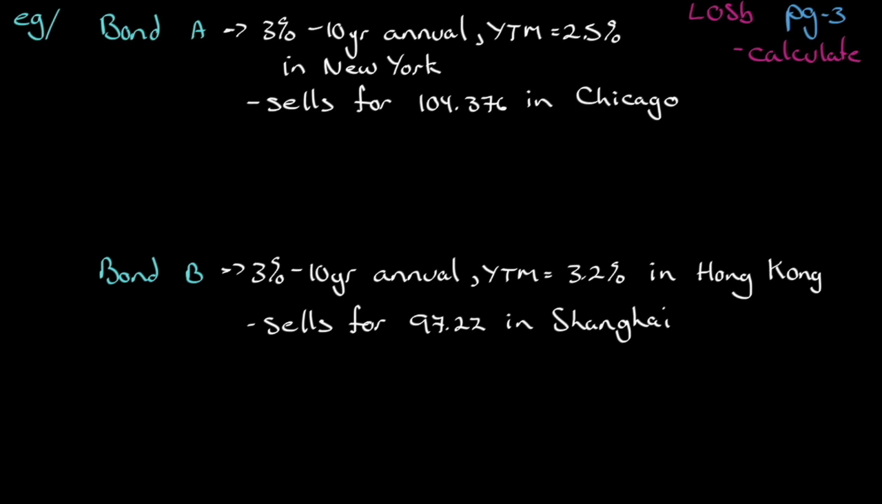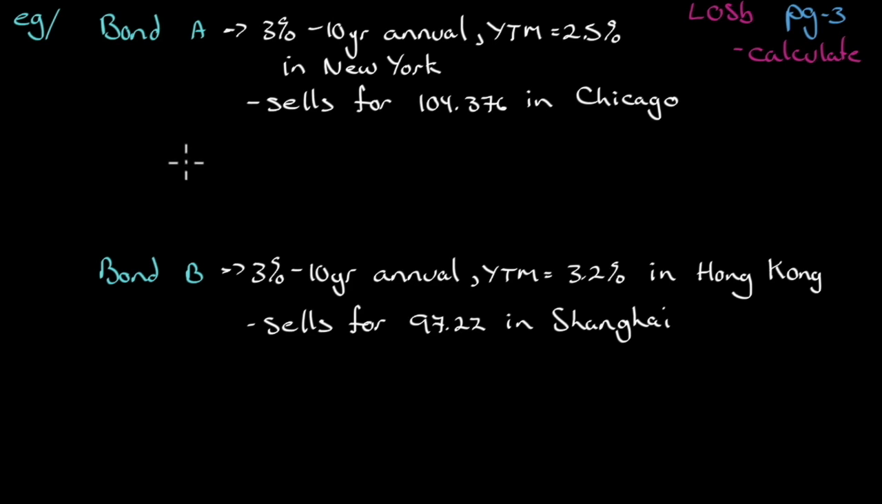All right, before we move ahead to the valuation framework we're going to be looking at, let's try our hand at a few things here. Bond A is a 3% 10-year annual bond with a yield to maturity of 2.5%, listed in New York. It also sells for 104.376 in Chicago. Is there an opportunity here?